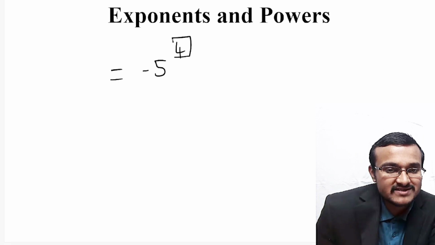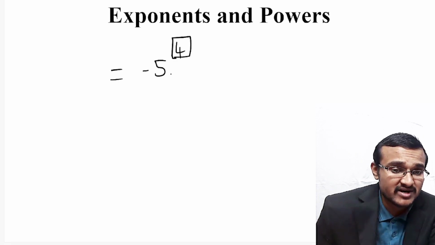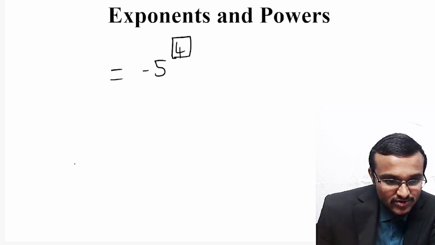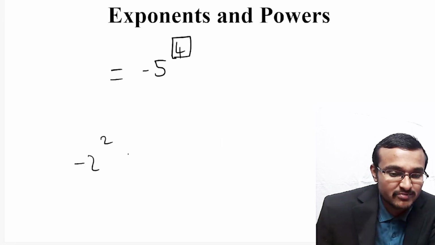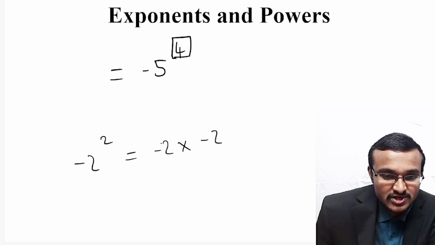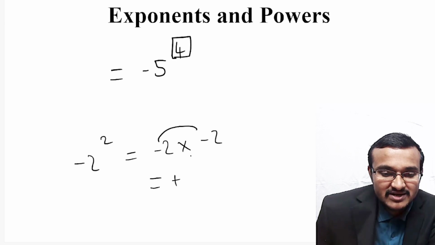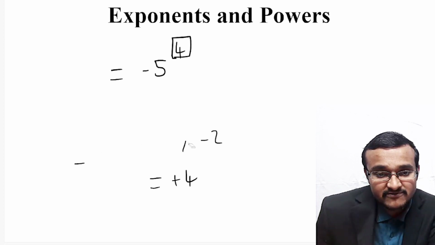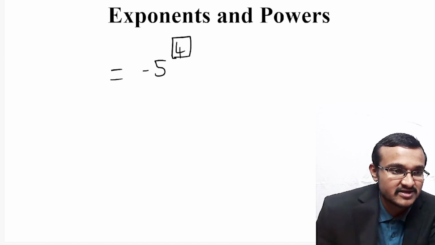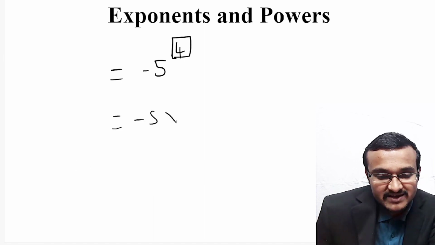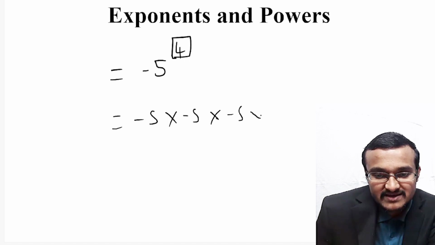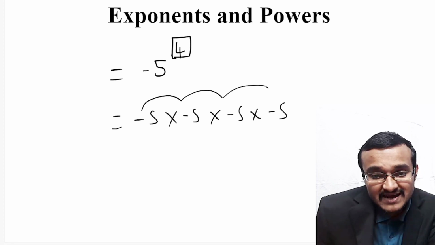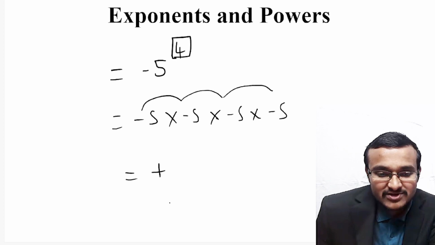So here you should see power is an even number. Whenever there is an even power, the value will become positive, because let's suppose you have minus 2 whole square. So minus 2 whole square means it is minus 2 into minus 2. So minus into minus will become plus, 2 into 2 will become 4. Similarly, if you solve this particular minus 5 power 4, when you expand this term, you will get minus 5 into minus 5 into minus 5 into minus 5. So here minus into minus plus, plus into minus, again it will become minus, again minus into minus will become plus. So total value will be plus.